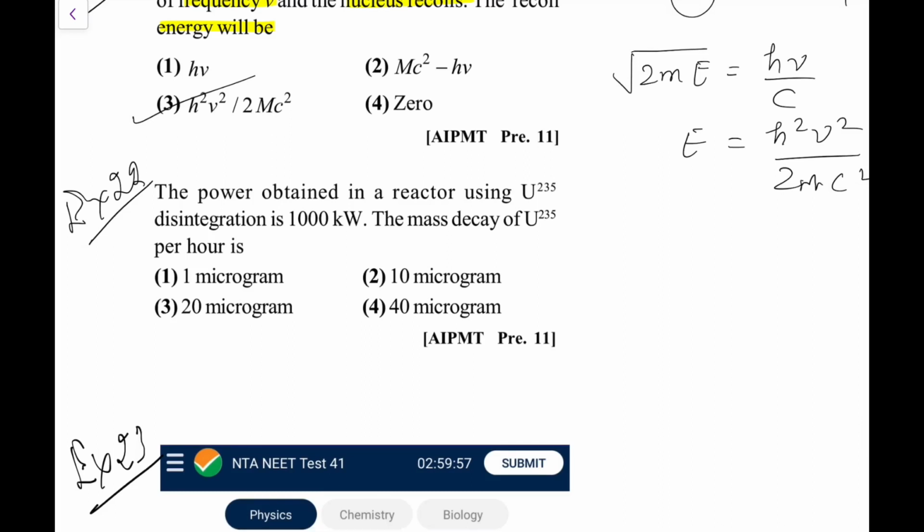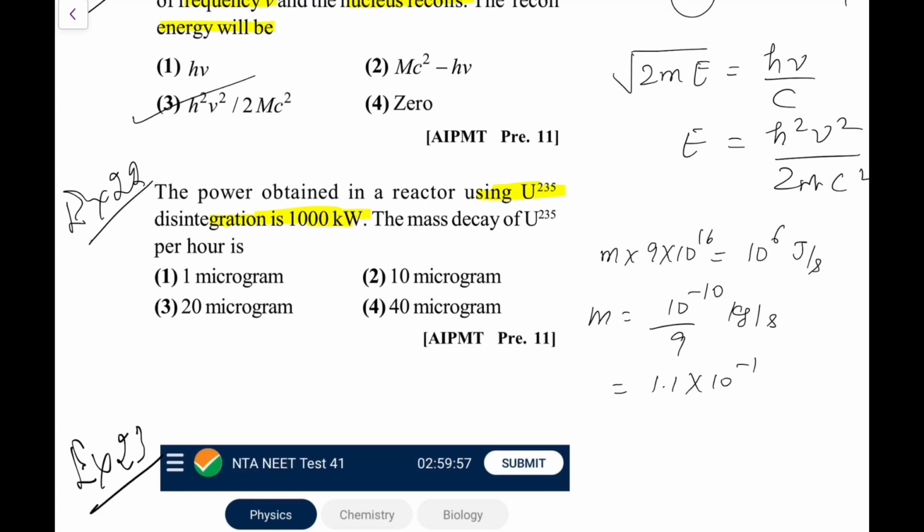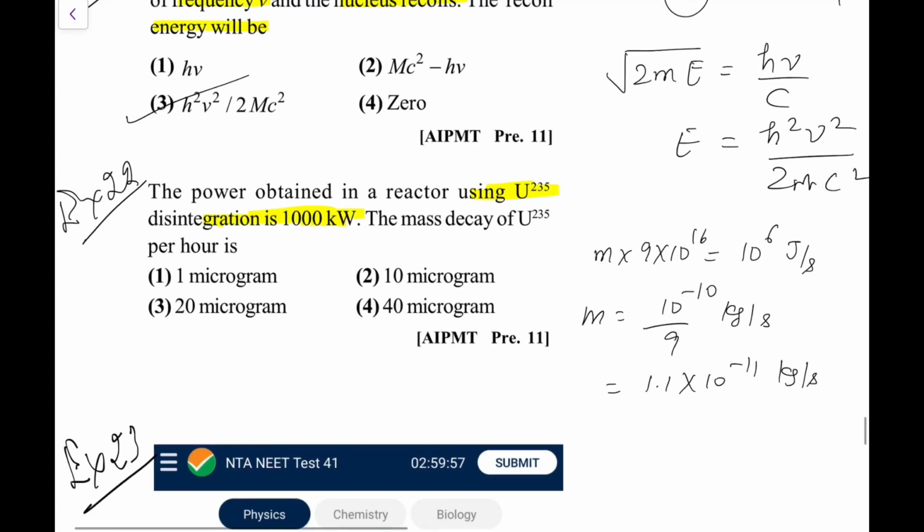Now the power obtained in a reactor using uranium-235 disintegration is 1000 kilowatt. The mass decay per hour will be, let's say whatever be the mass, into c square. So that mass into c square, 9 into 10 to the power 16, would be 1000 kilowatt, that is 10 to the power 6 joule per second. So the mass decaying per unit time would be 10 to the power minus 10 by 9 kilogram per second, or you can have it as 1.1 into 10 to the power minus 11 kg per second. That is what we are getting here.